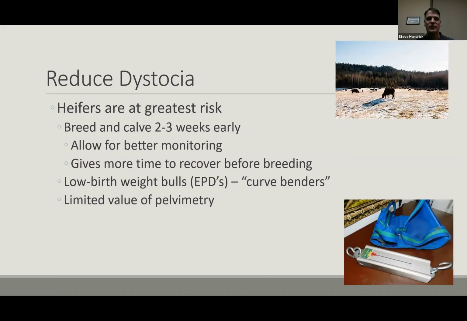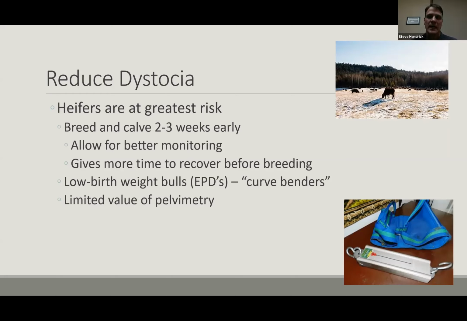I think because there are so many different causes of dystocia, being able to predict the calf and the dam size, and whether there's going to be a mismatch, is difficult to do. We're probably better to focus on birth weight, as long as we're not getting that too small that we're losing performance.